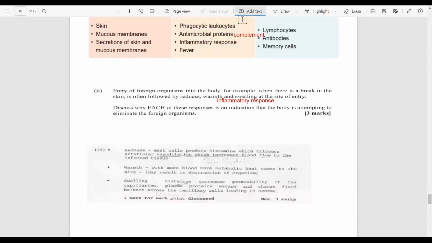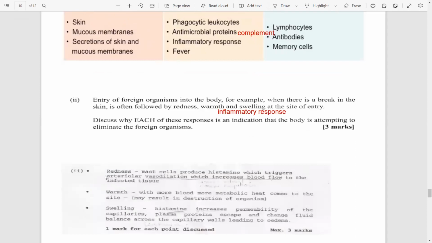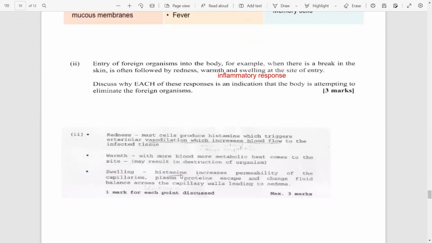All right, so why? When you have redness at the area, it's because mast cells, which are a type of macrophage or type of phagocyte, produce a chemical called histamine, which triggers the arterioles to vasodilate and more blood flow comes to the infected tissue. That's why the area gets red. More blood is flowing to the area. That's redness. Warmth: because more blood has come to the area, there is more metabolic heat to try to destroy the pathogen. So that's why the area gets red and warm.